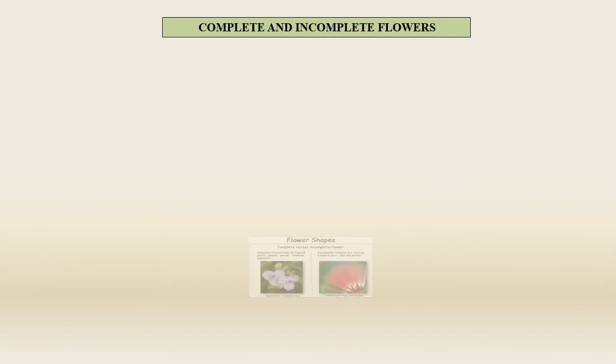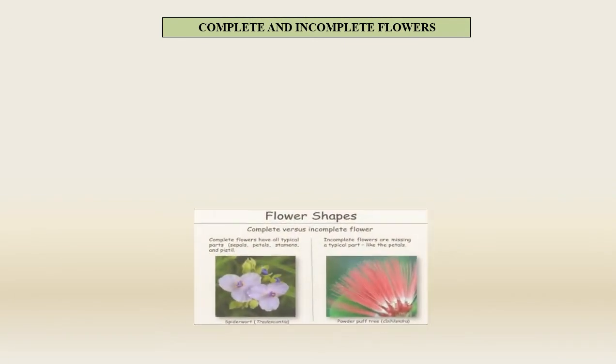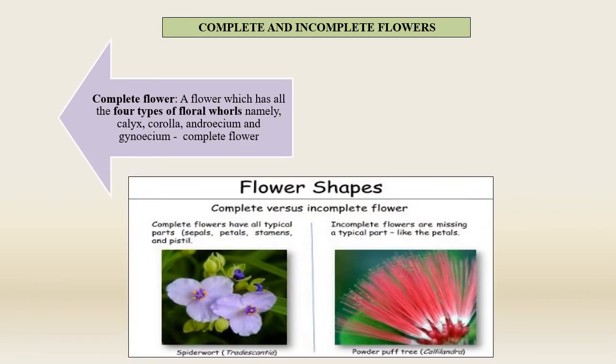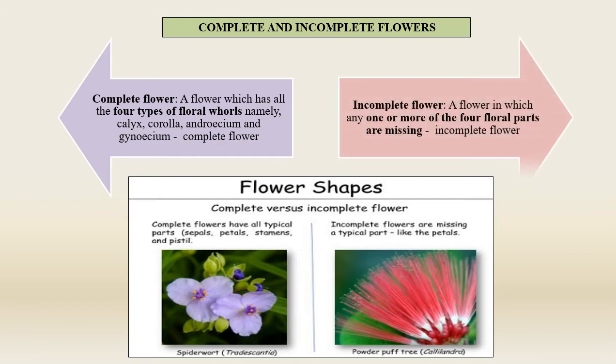Complete and incomplete flowers. Complete flower. A flower which has all the 4 types of floral whorls, namely calyx, corolla, androecium, and gynoecium, is called a complete flower. Incomplete flower. A flower in which any one or more of the 4 floral parts are missing is called an incomplete flower.